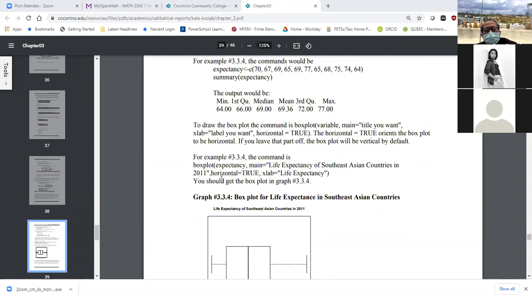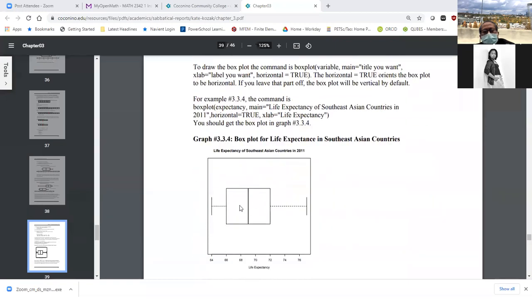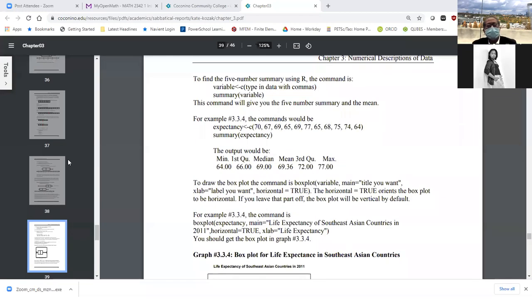So first, you need to put the data in this variable, and then the summary command gives you everything here. It gives you the minimum, the first quartile, the median, the mean, the third quartile, and the maximum. And then using this box plot command, it gives you this picture. Let me try.